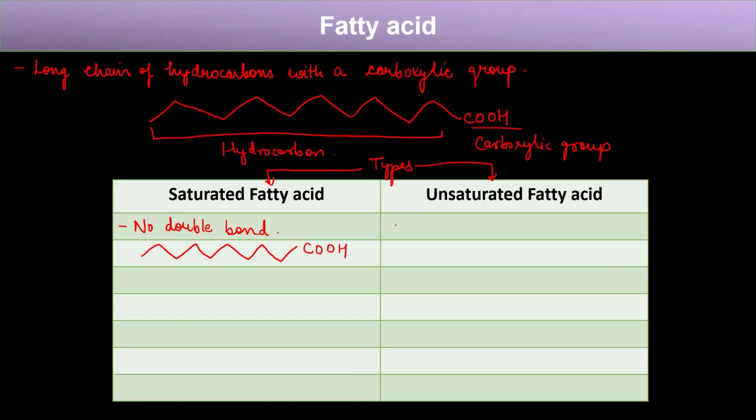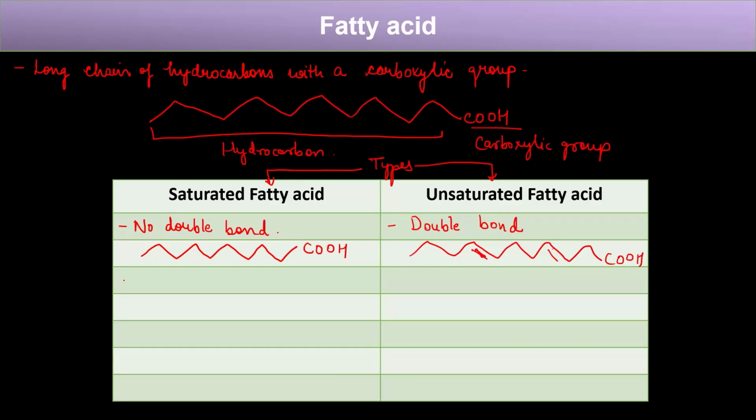But in the case of unsaturated fatty acid, it has double bond. So its structure will look like this. It has COOH and then it will have double bonds at various places. So this is how the unsaturated fatty acid will look.